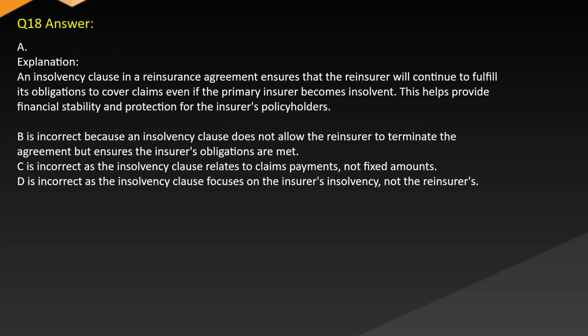Answer A. Explanation. An insolvency clause in a reinsurance agreement ensures that the reinsurer will continue to fulfill its obligations to cover claims even if the primary insurer becomes insolvent. This helps provide financial stability and protection for the insurer's policyholders. B is incorrect because an insolvency clause does not allow the reinsurer to terminate the agreement but ensures the insurer's obligations are met. C is incorrect as an insolvency clause relates to claims payments, not fixed amounts. D is incorrect as the insolvency clause focuses on the insurer's insolvency, not the reinsurer's.